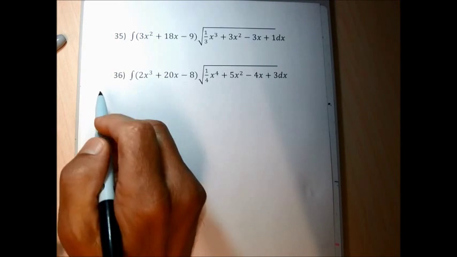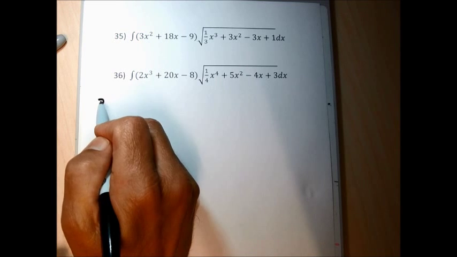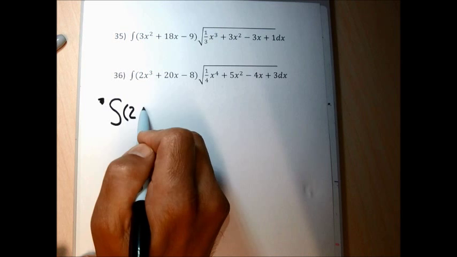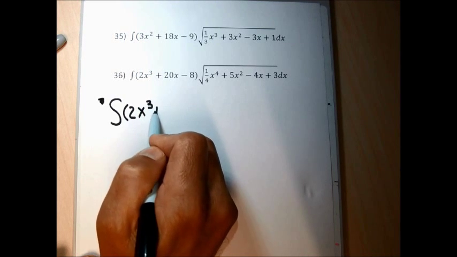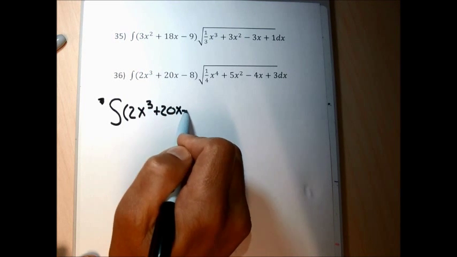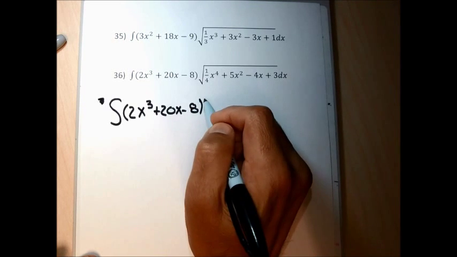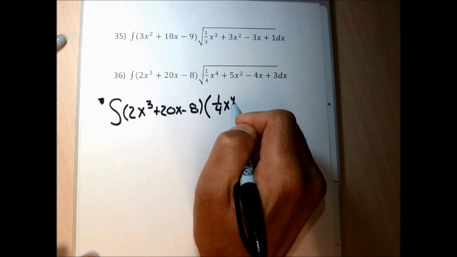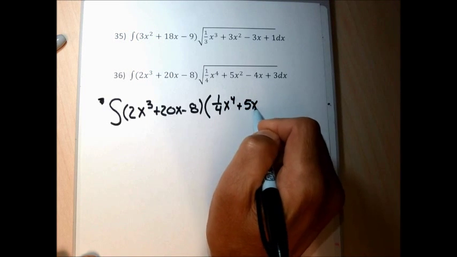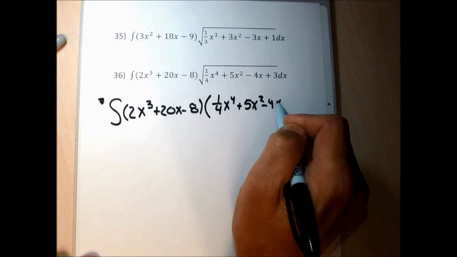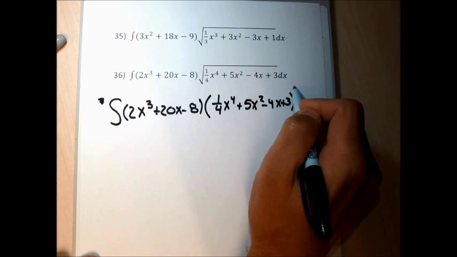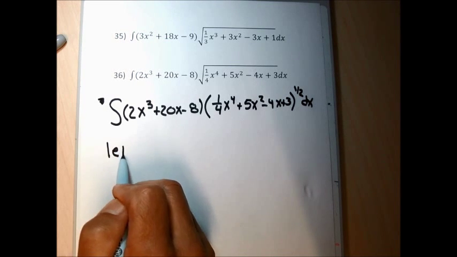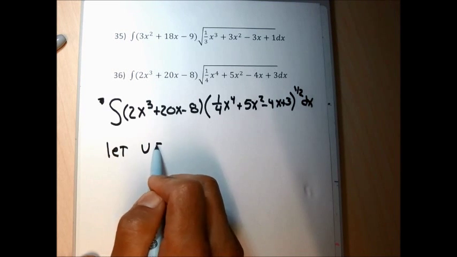So, write it with a radical. So this is 36. So I'm going to write it without a radical, with a fraction exponent. So I have a square root. Square roots turn to 1/2 powers. Let u be the inside of the parentheses with the ugly exponent.